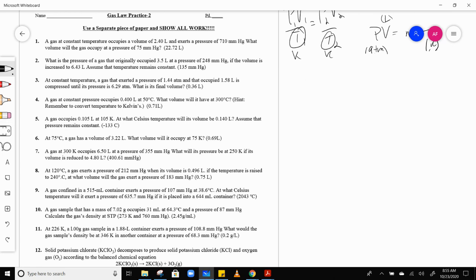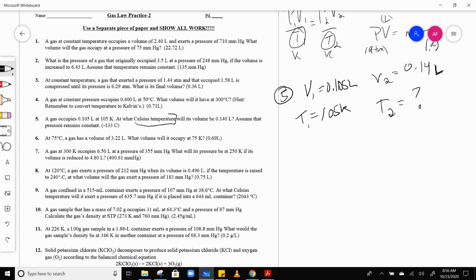Okay, next one. Number 5. So number 5 says a gas occupies a volume of 0.105 liters at a temperature of 105 Kelvin. What Celsius temperature, so we want to know the new temperature, will its volume be at 0.14 liters? So they asked for the temperature in Celsius.